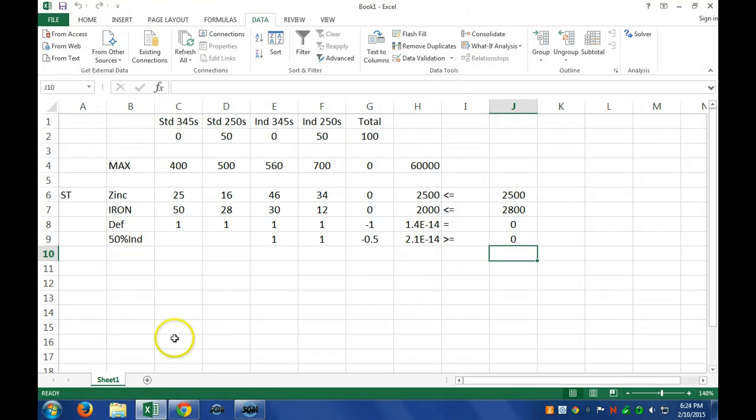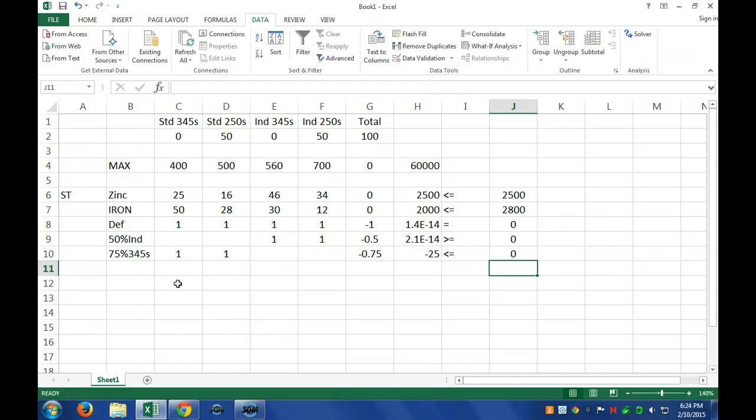Well, let's add in the 345. So 75% 345s. So that's my X1, X2, I don't need to put anything here, minus 0.75 X5. Copy this deal down again. Has to be less than or equal to 0.